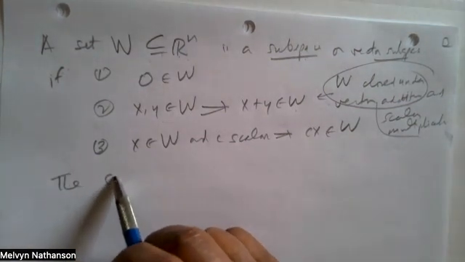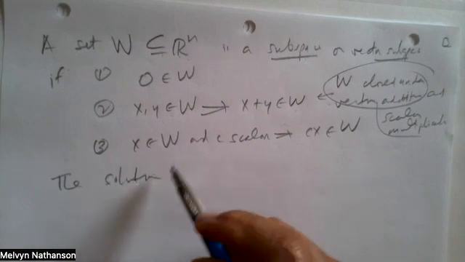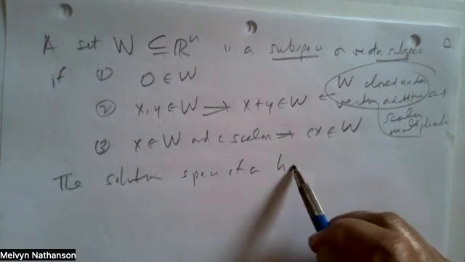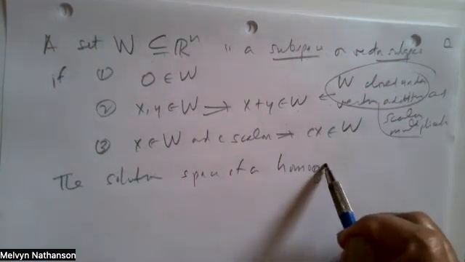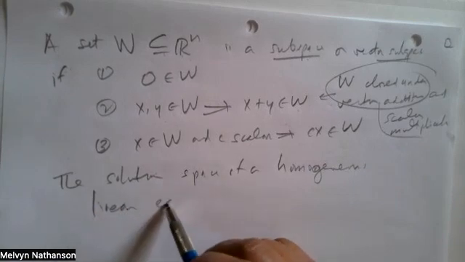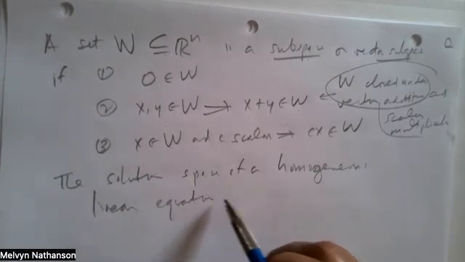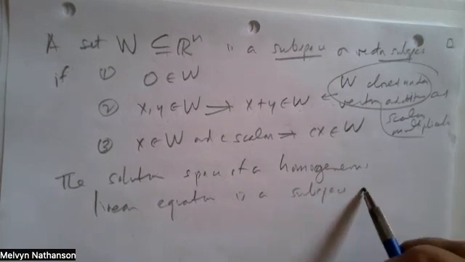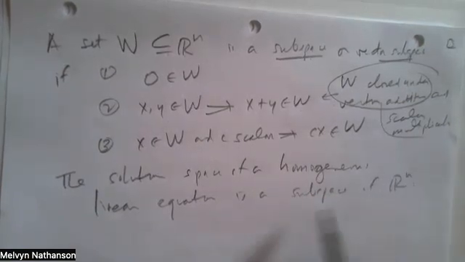So what we just proved is that the solution space of a homogeneous linear equation is a subspace of Rn.